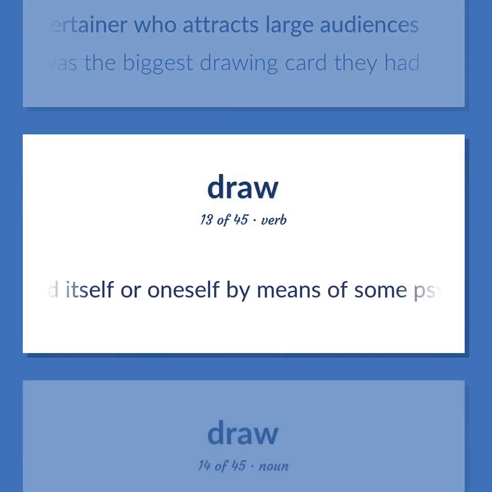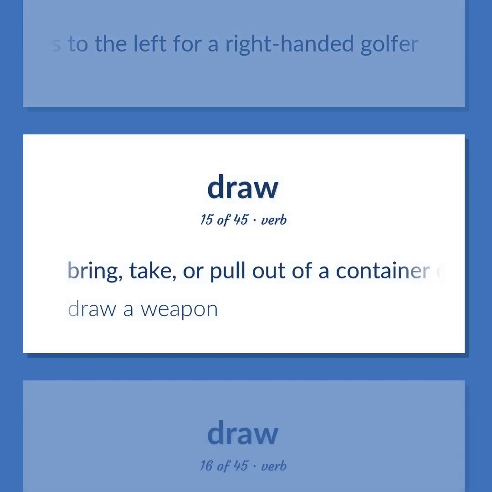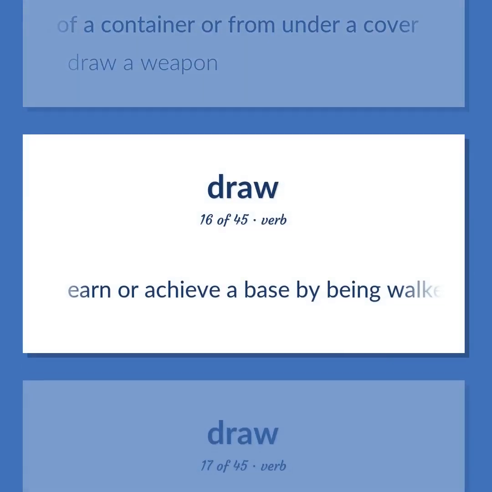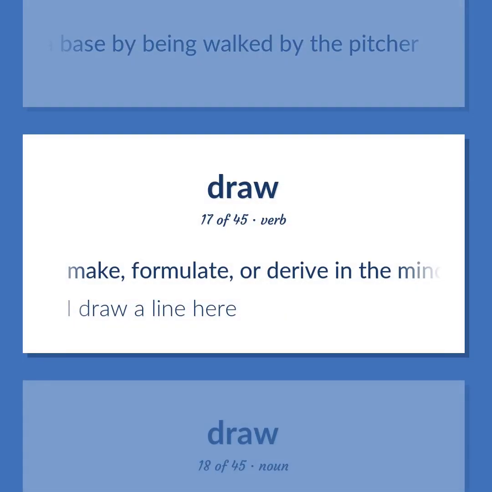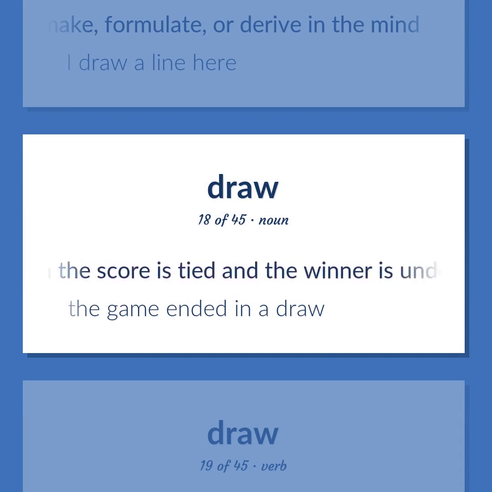Direct toward itself or oneself by means of some psychological power or physical attributes. A golf shot that curves to the left for a right-handed golfer. Bring, take, or pull out of a container or from under a cover. Draw a weapon. Earn or achieve a base by being walked by the pitcher. Make, formulate, or derive in the mind. I draw a line here. The finish of a contest in which the score is tied and the winner is undecided. The game ended in a draw.